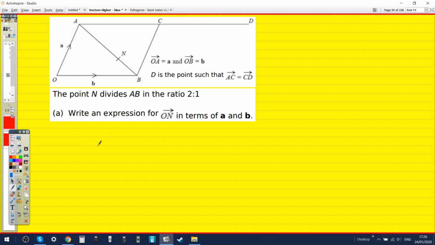Eight. Oh, so this one there is no previous part to help you. Okay, let's try this.